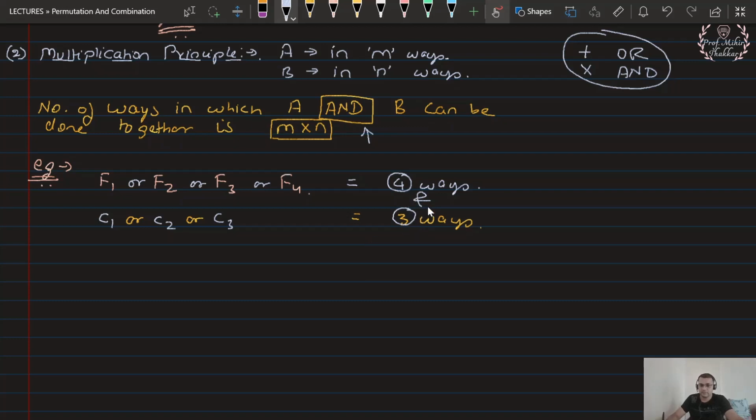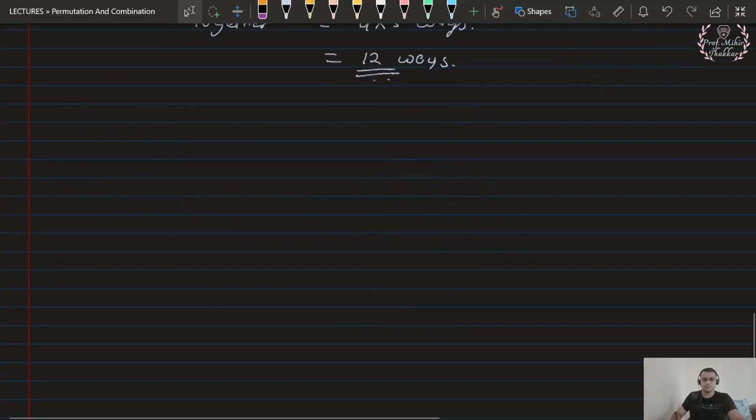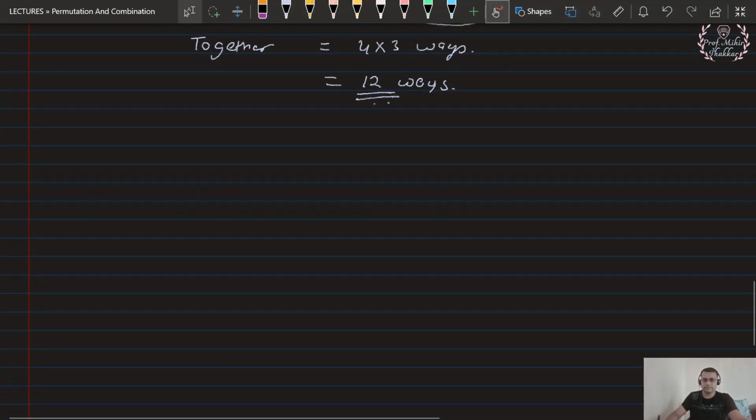So when the word and comes in between, you have to multiply the number of possibilities. The first event can be done in 4 ways and the second event can be done in 3 ways. So both of them together can be done in 4 into 3 ways, which is equal to 12 ways.